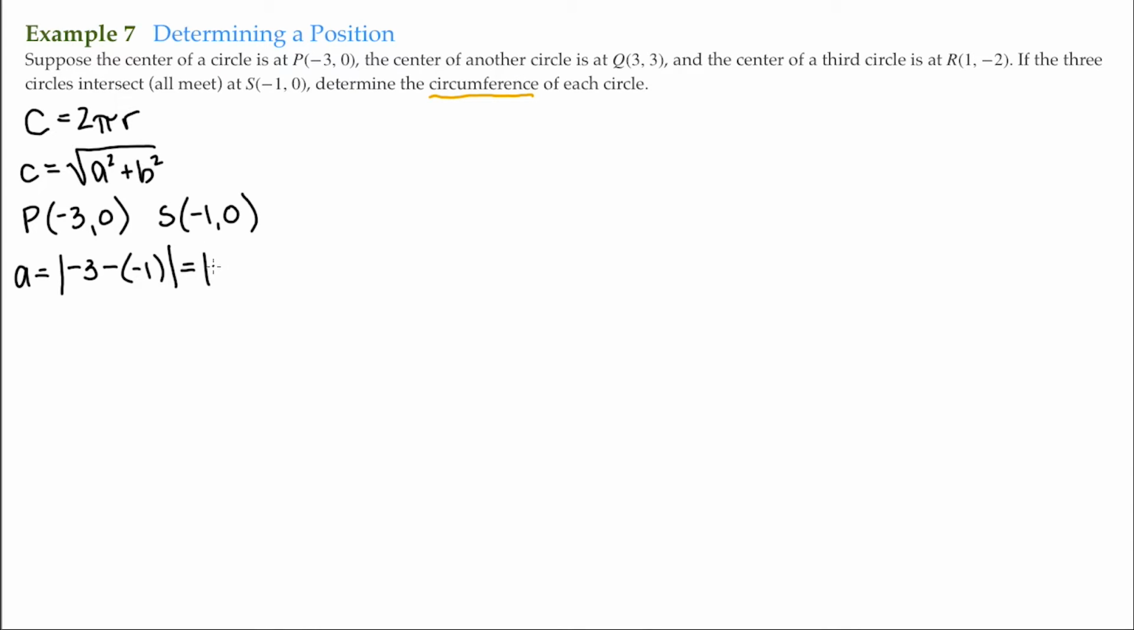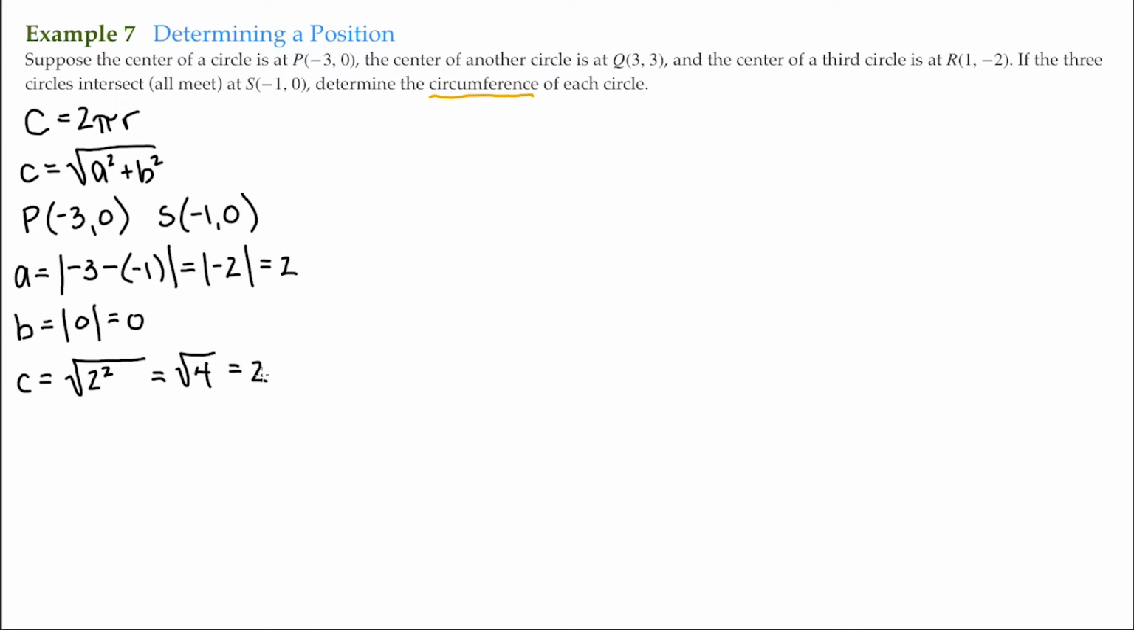That comes out to be the absolute value of -2, and the absolute value of -2 is 2. B is the difference in the absolute value of the y-coordinates. Well, they're both 0. So B is 0. So then I go ahead and do C. That's equal to the square root of a squared plus b squared. Well, a squared, that's 2 squared. And this is just going to be 0. This becomes the square root of 4. And of course, the square root of 4 is 2.